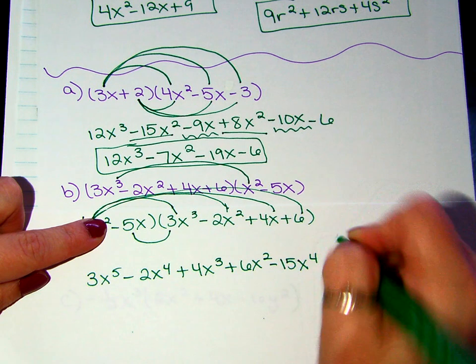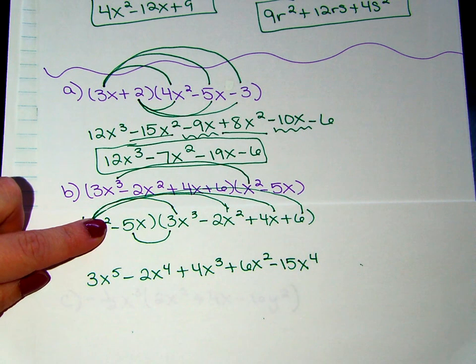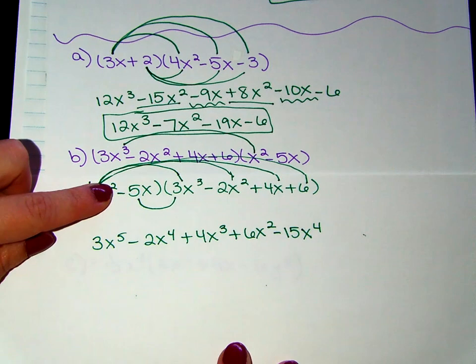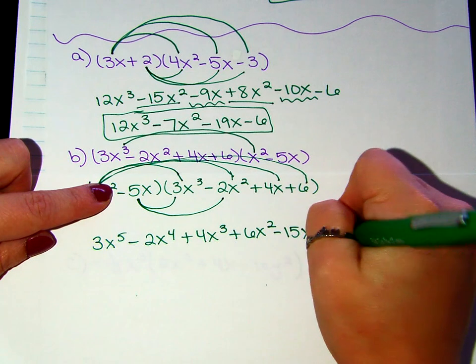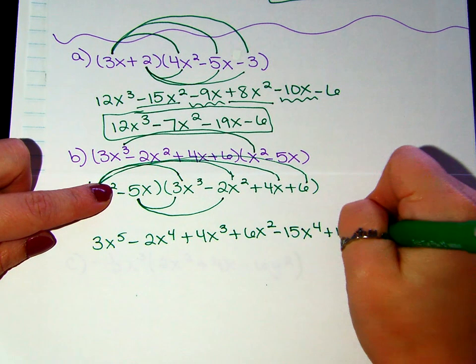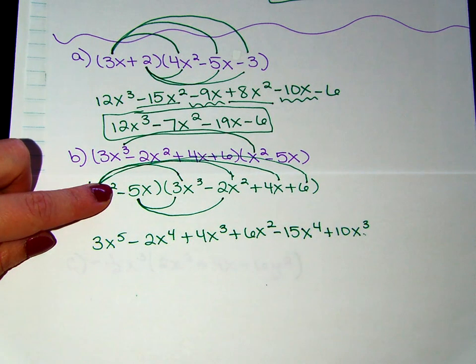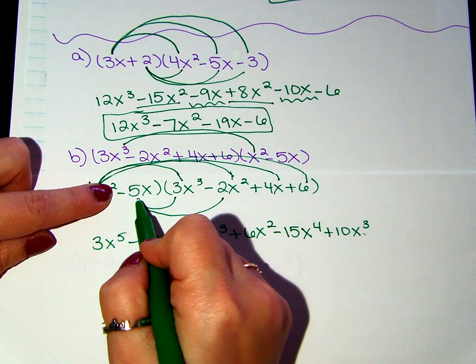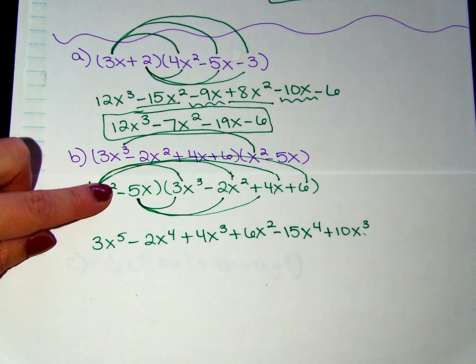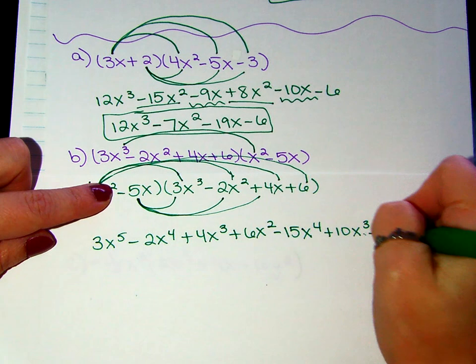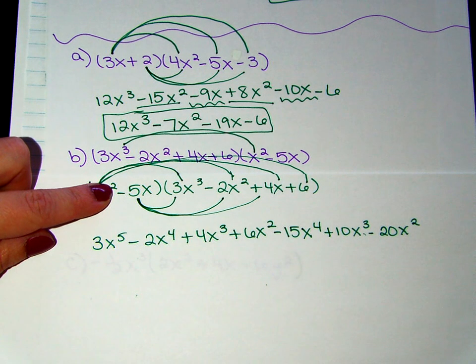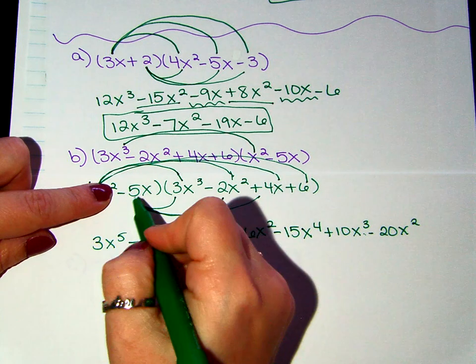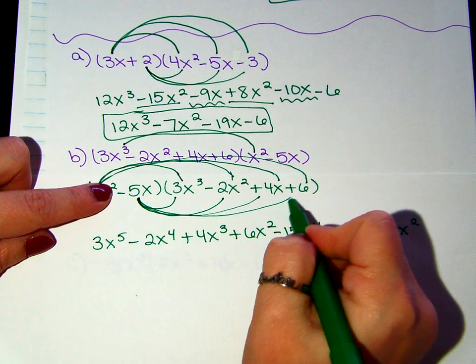Let me scroll up. Sorry, guys. Negative 5 times a negative 2 gives me a positive 10. X times x squared is x to the third. Negative 5 times a positive 4 gives me a negative 20. X times x is x squared. And I'll write the other one underneath it. Negative 5 times a positive 6 will give me a negative 30, and then x.